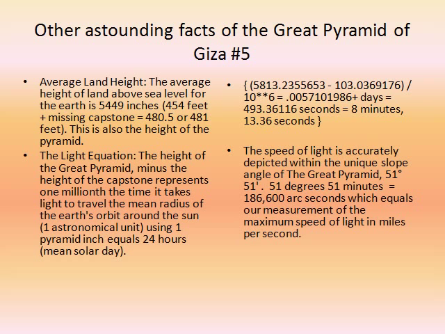13.36 seconds. The speed of light is accurately depicted within the unique slope angle of the Great Pyramid, which is 51 degrees and 51 minutes, which is equal to 186,600 arc seconds, which equals our measurement of the maximum speed of light in miles per second.